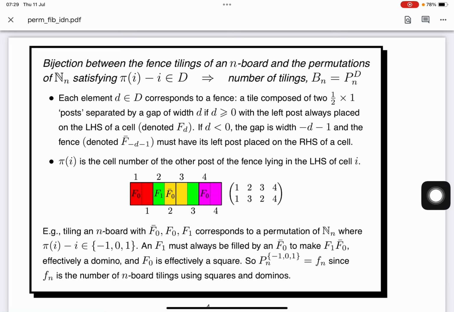So tiling an M board with these types of tiles corresponds to a permutation obeying π(r) − r = −1, 0, 1. Now for F1, you always have to fill an F1 with an F0 bar, and this combination here is effectively a domino. So we're basically just tiling with squares and dominoes, which means that the number of permutations is just the Fibonacci number Fn.